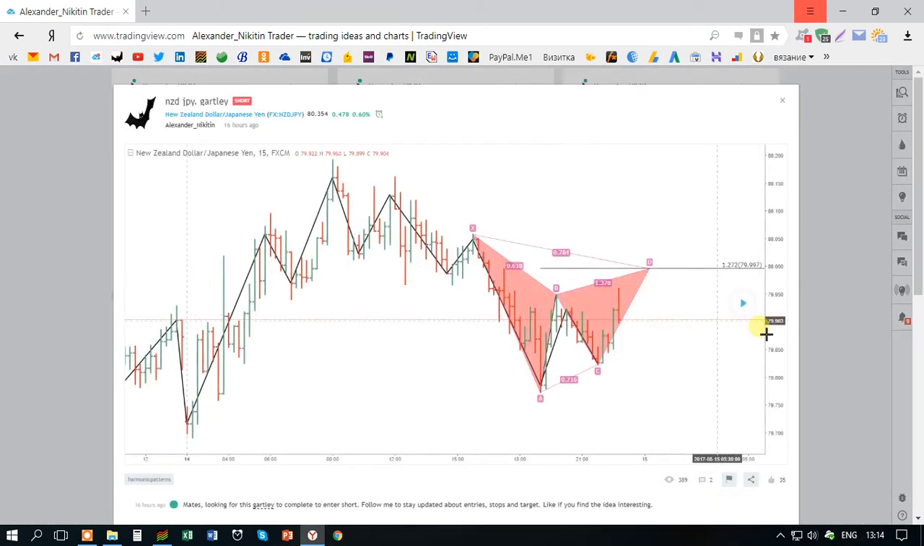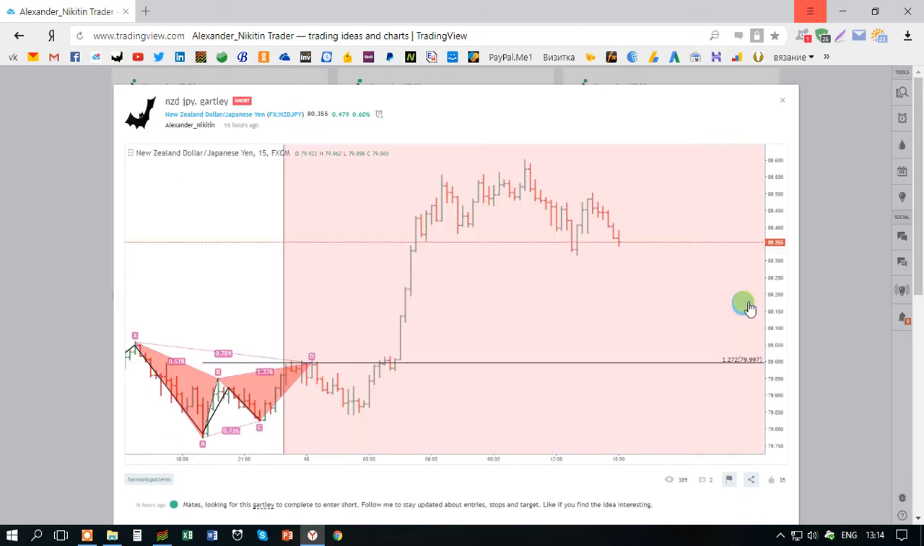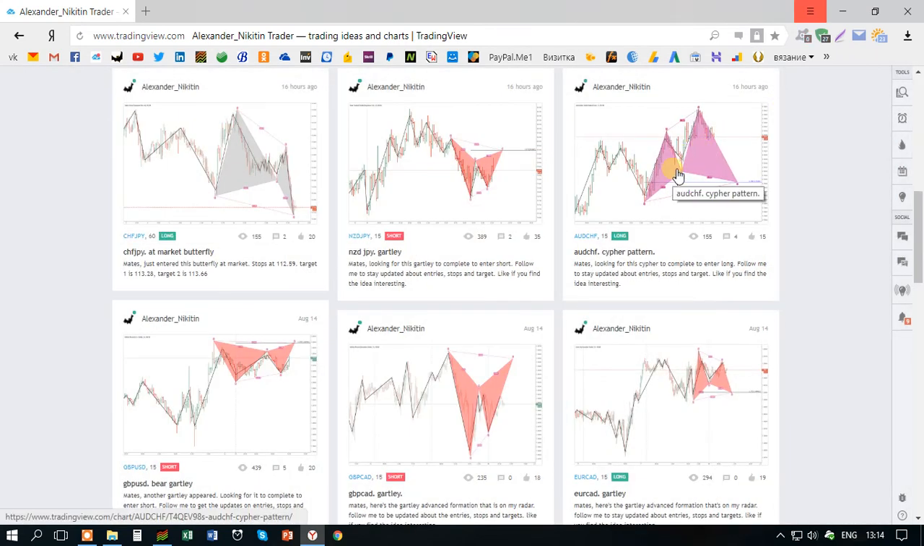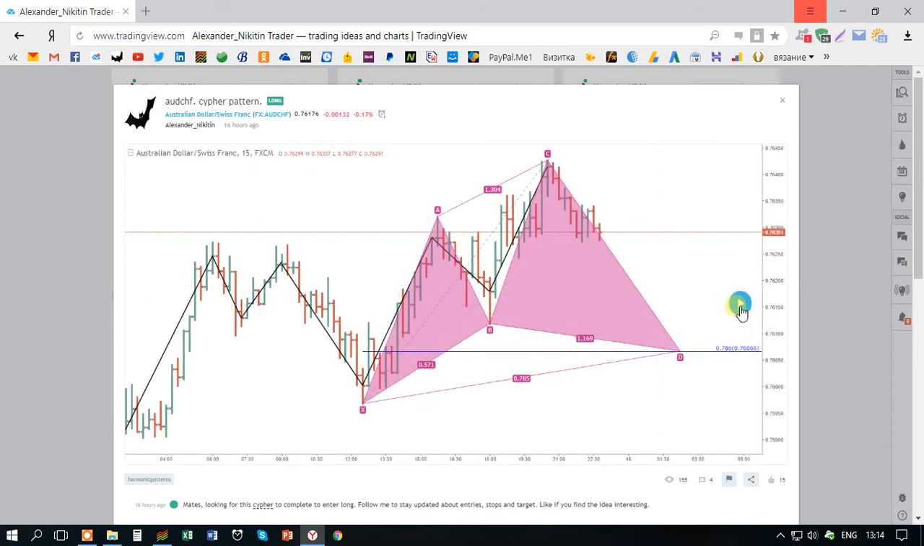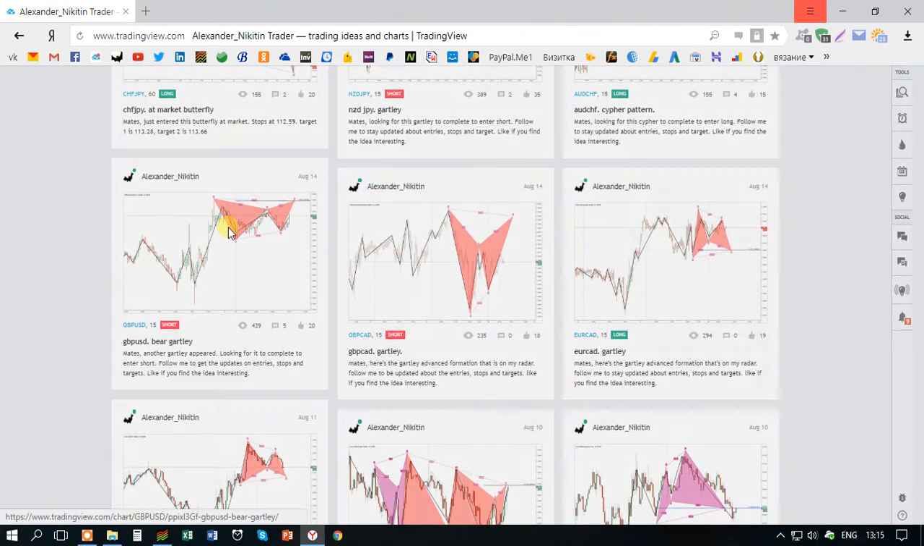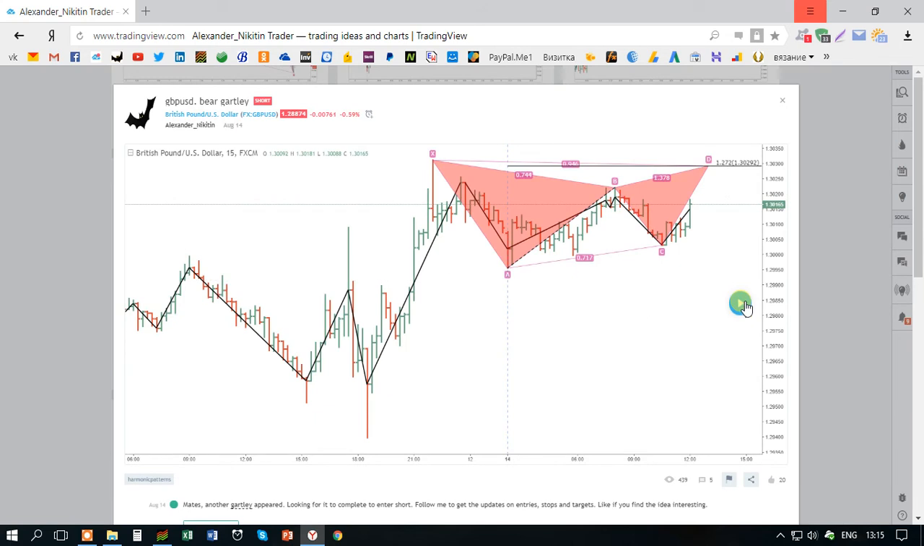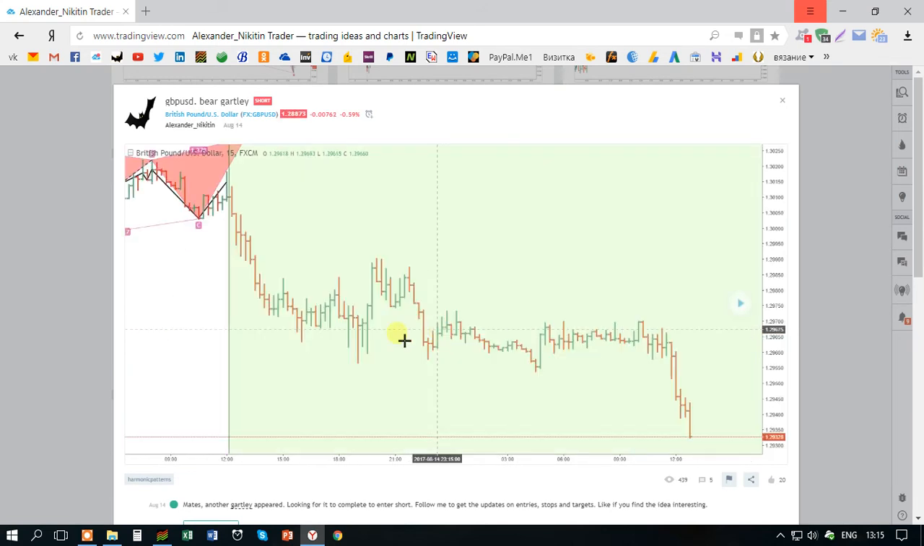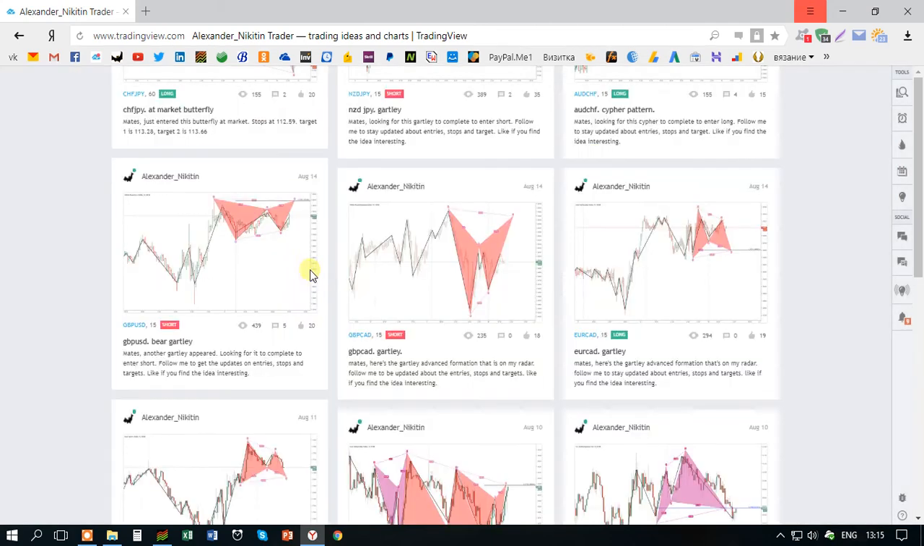Let's go to New Zealand yen. Wow, this movement was a 2 target winner, like this. This decline is the 61.8 of that A to D. AUD CHF cipher pattern actually did move to the upside, but guys, we didn't hit the entry point, so it was invalidated before we could do something. Pound dollar 15 minute. It started earlier. The pattern was invalidated, so we didn't enter.